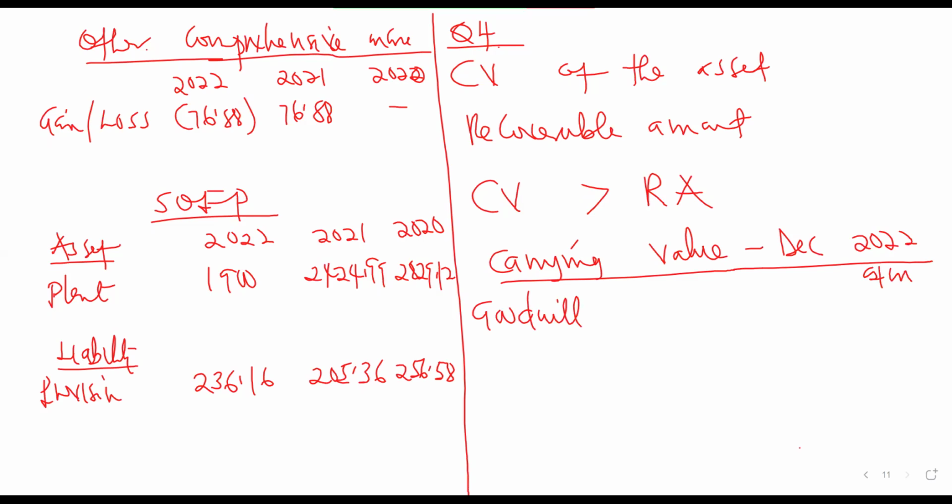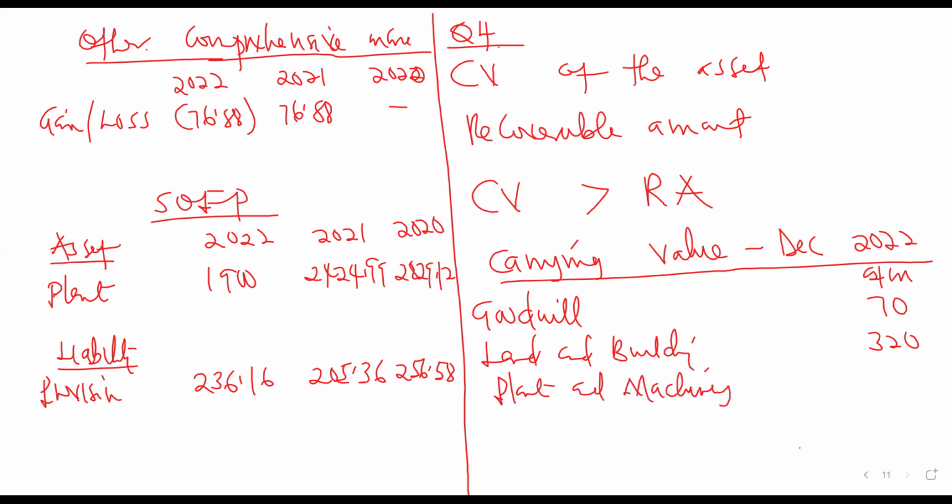Okay, 70. Land and building is what? 320. And the next one is plant and machinery. How much is it? 110. The total amount gives us what? 500. So these are the carrying amounts.